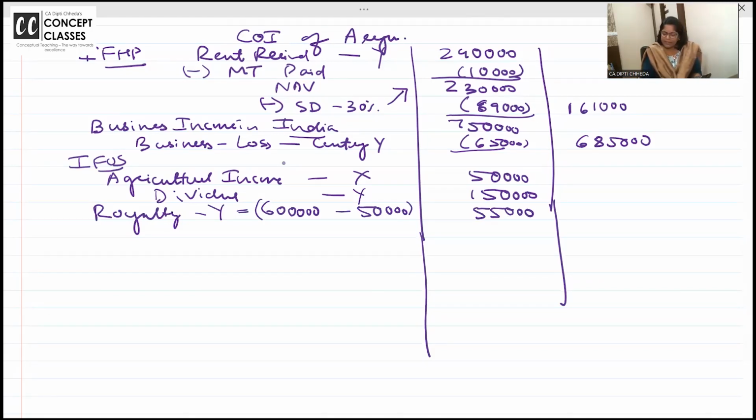Or business loss तो हो गया, rental income हो गया. That's it. So what is income from other sources? Are my totals correct? I hope you all are also doing the total faster than I am doing.